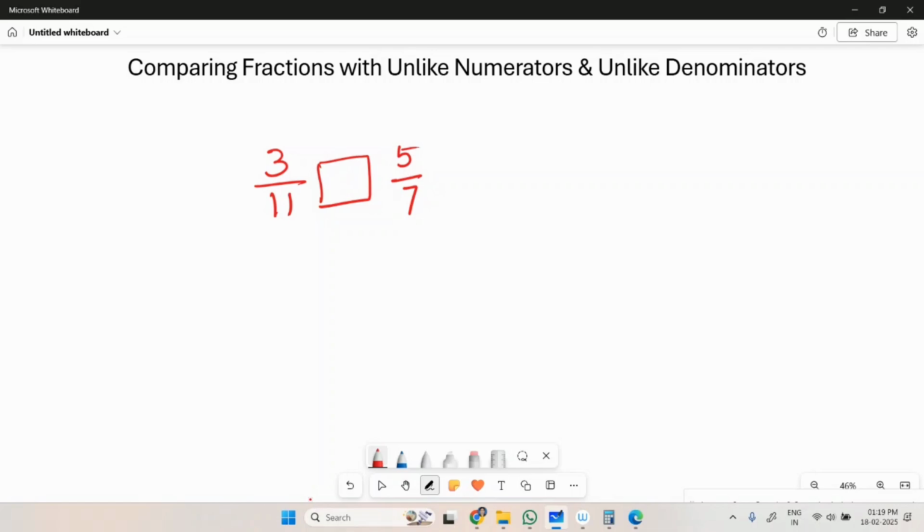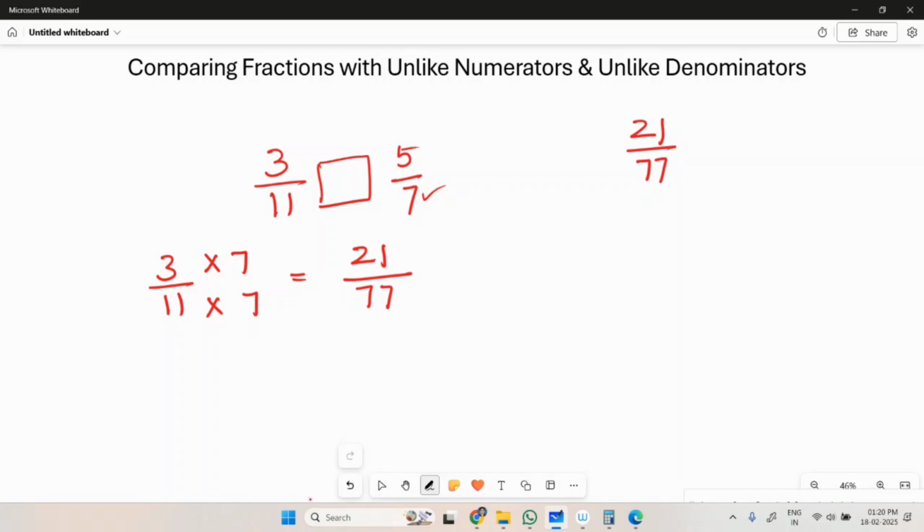For that, first we have to convert these two fractions into the same denominators. 3 upon 11 is the first fraction. We are going to multiply with the other fraction's denominator, 7. So let's multiply both the numerator and denominator by 7. So the equivalent fraction is 21 upon 77. Now the other fraction, 5 upon 7. Let's multiply both numerator and denominator by the other fraction's denominator, 11. 55 upon 77 is the equivalent fraction of 5 upon 7.